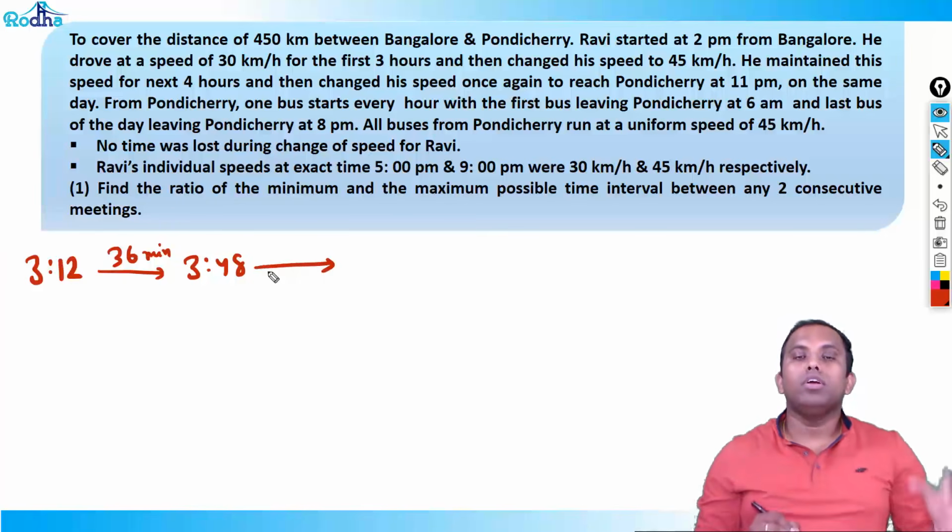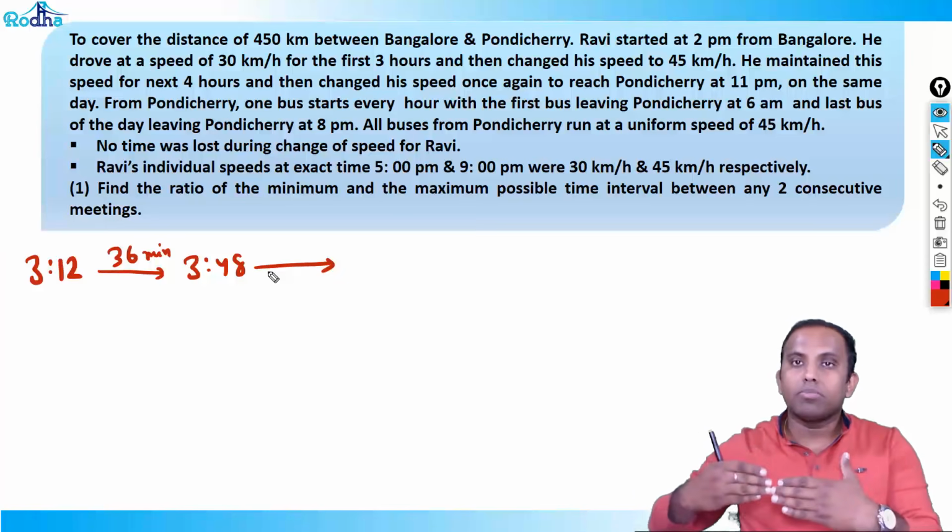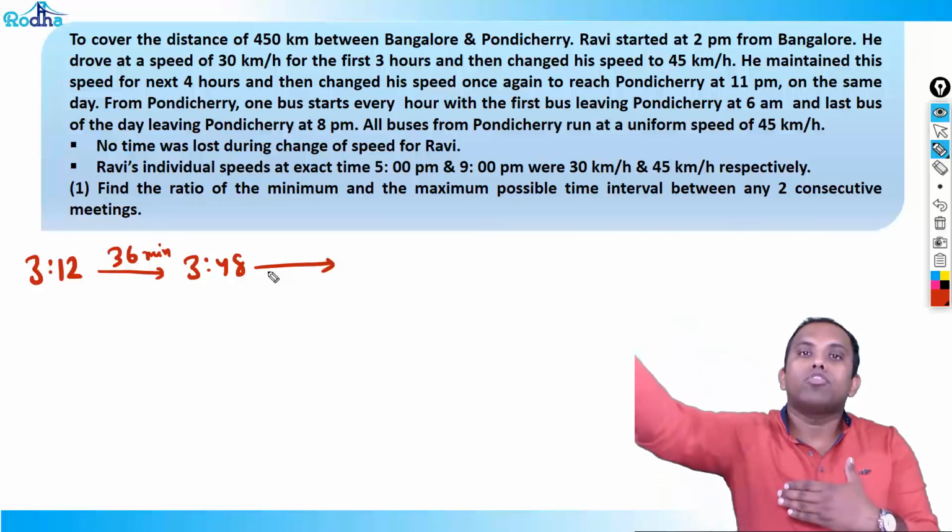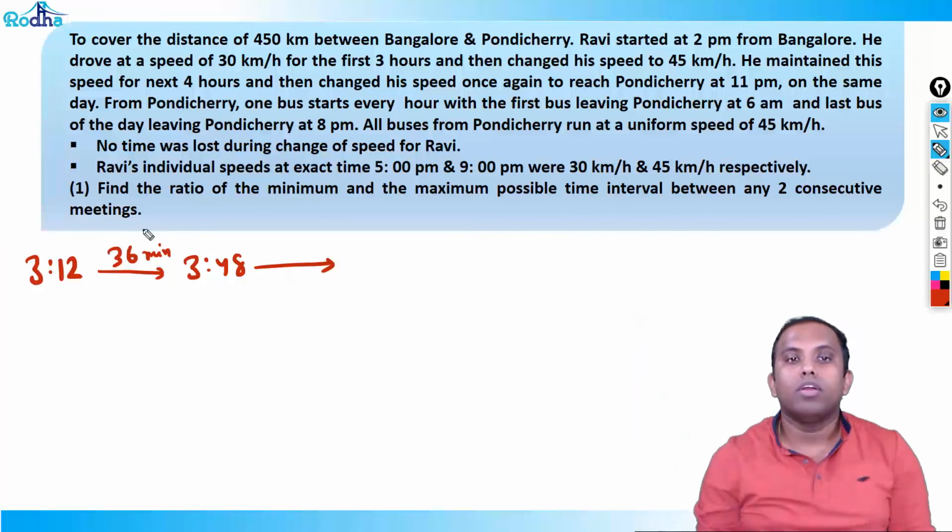What is for the third meeting now? So the third meeting is again the same thing, right? When the second bus crossed me, the third bus is still at a distance of 45 kilometers from me. So the third meeting is again after 36 minutes. So 3:48 plus 36, that is 4:24.